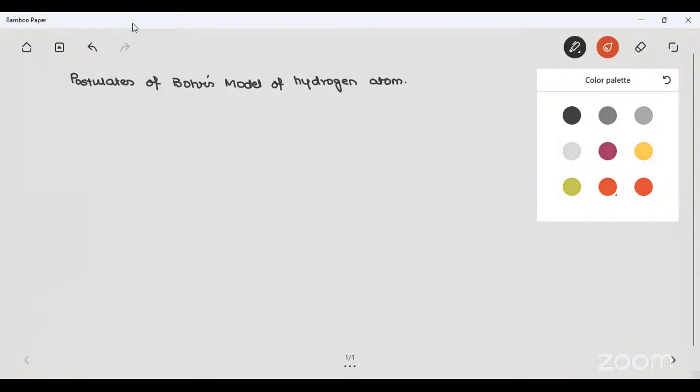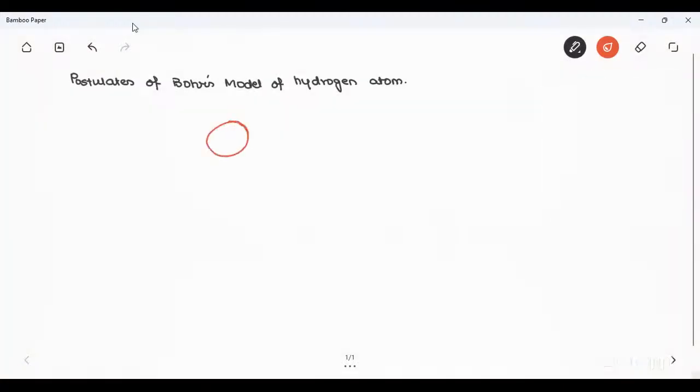These circular orbits are concentric. Concentric means like this: the first orbit, the second orbit, these two orbits have the same center. So this is referred to as concentric. These orbits are around the nucleus, and the energy of an electron in the orbit does not change with time. Then the electron moves from the lower stationary state to the higher stationary state.